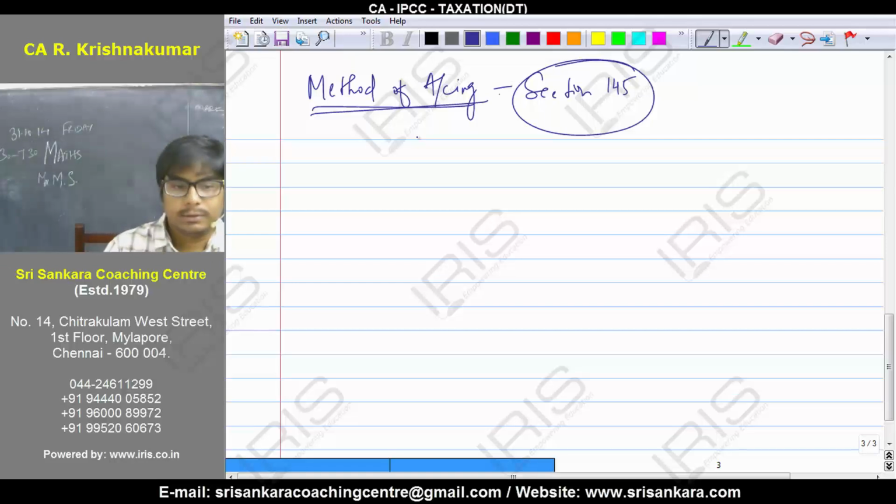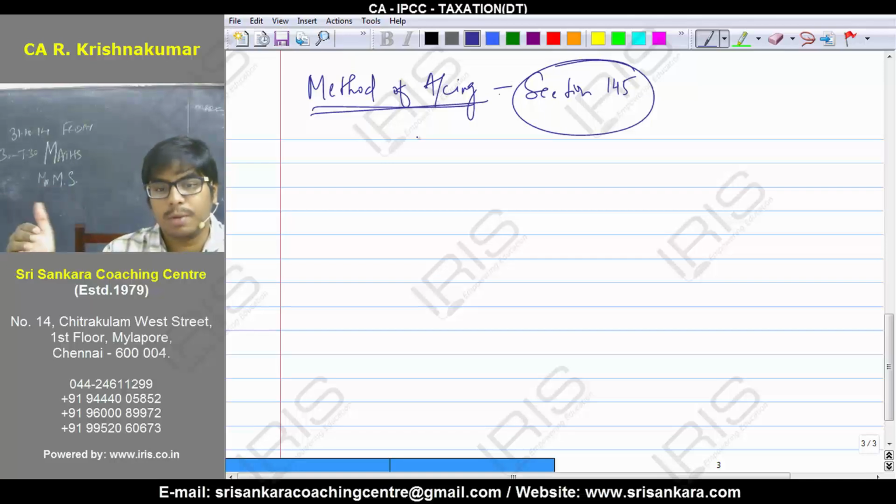Method of accounting. Every head of income will have one method of accounting that can be followed. Only one type of method can be followed. In case of salaries, it is taxable either on due basis or receipt basis, whichever is earlier. So it is on accrual concept. The moment salary is accrued, it will be chargeable to tax.